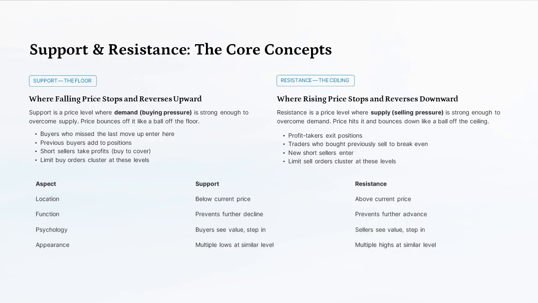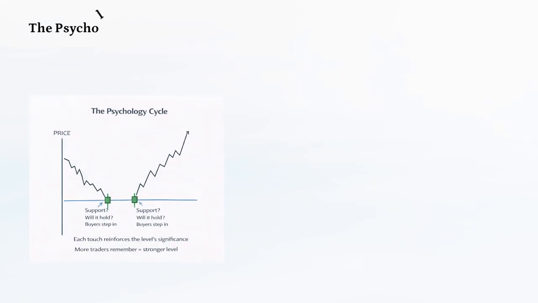The key insight here is that support and resistance are not arbitrary lines drawn by analysts. They represent real clusters of orders placed by real traders. They are where the battle between buyers and sellers is most intense. Now, let's go deeper into the psychology. Why do support and resistance actually work? The answer is something called the self-fulfilling prophecy.